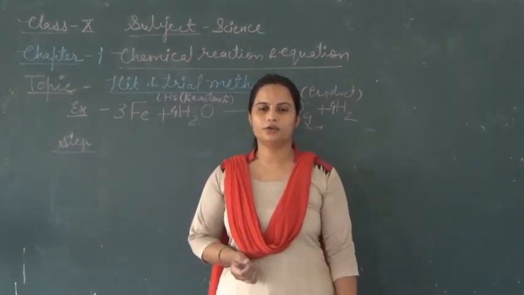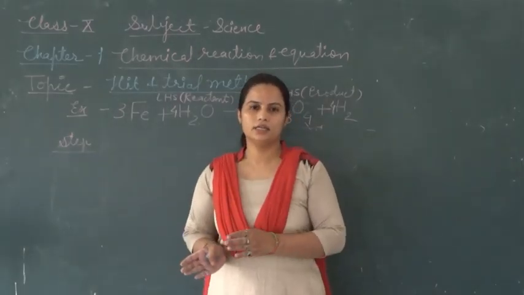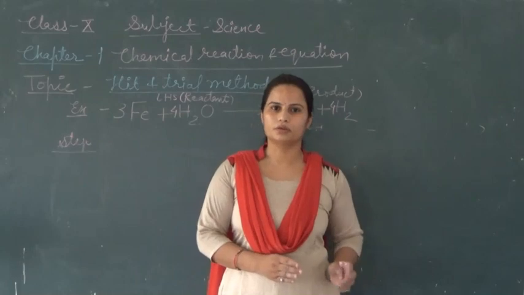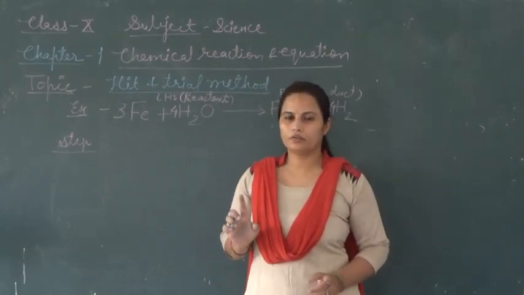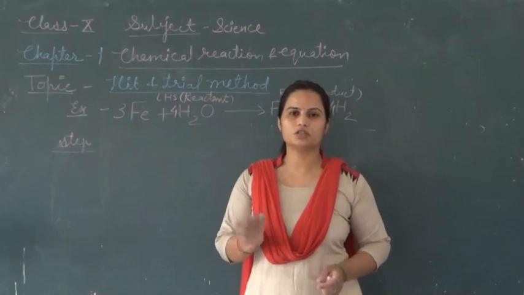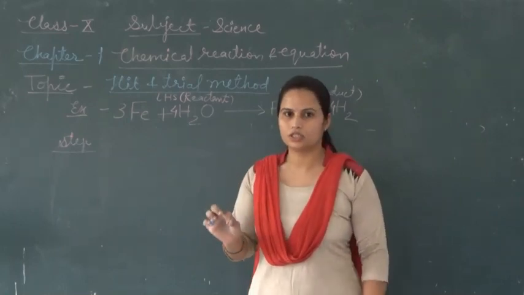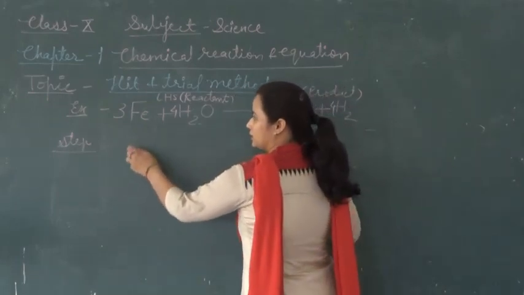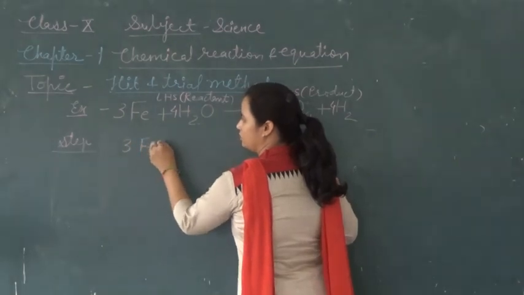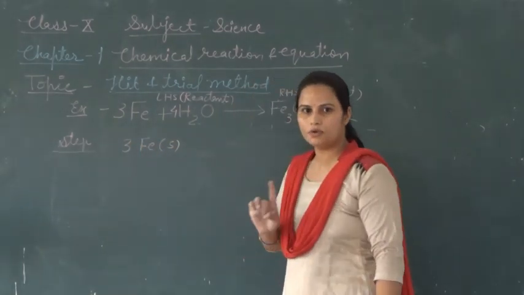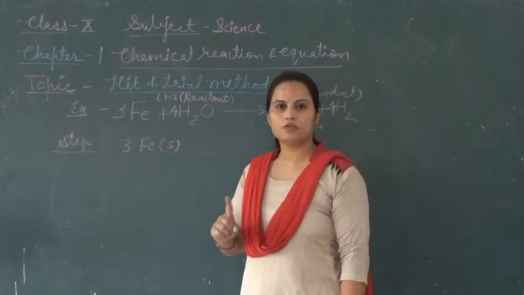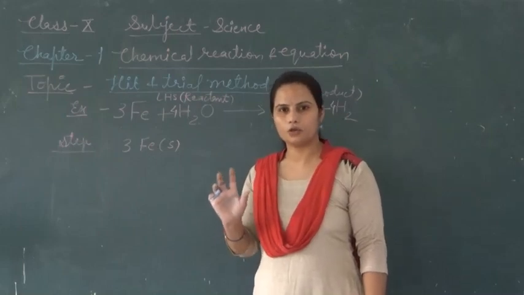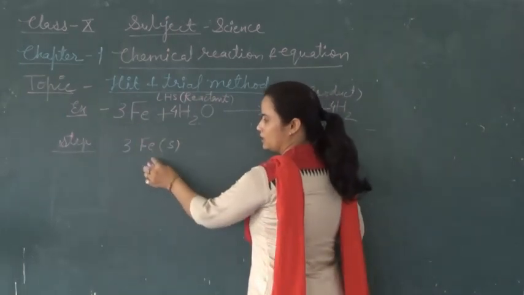In my previous lecture, I told you how we balance the left hand side and right hand side compounds, meaning left hand side reactants and right hand side products. Now, the next step: after balancing the equation, it is compulsory to write their physical state. Iron is solid in form, so in brackets we write S. S for solid, L for liquid, G for gas. If any solution, then we mention aqueous, AQ. Clear?